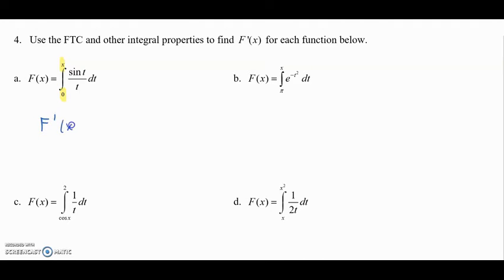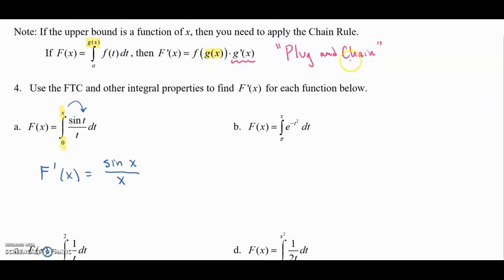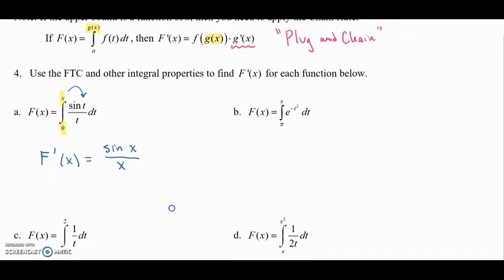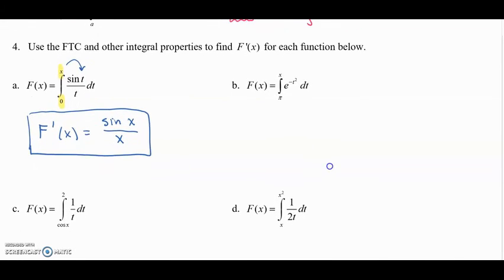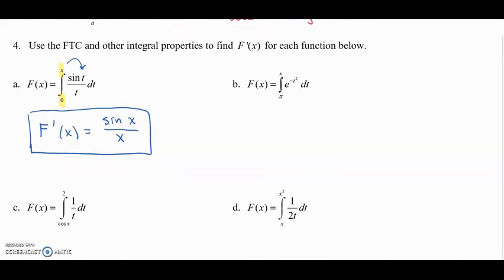There's almost nothing to do. The f prime of x, if all we do is substitute in that x, would be the sine of x over x. And that's it. Now, if you want to always remember plug and chain, what's the chain rule of x? That would just be times 1. So we are consistent that it is the substitution and the chain rule. All right, let's look at letter B. You see, there was no extra work there for 4a.